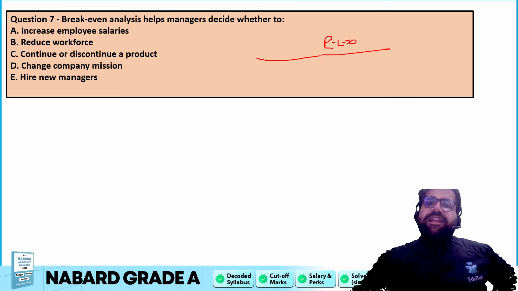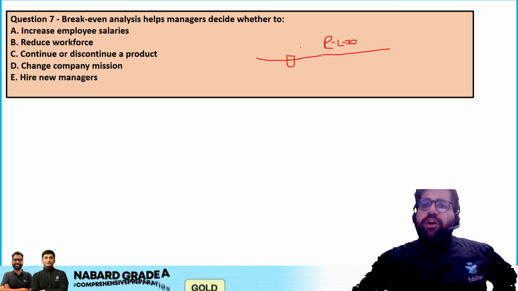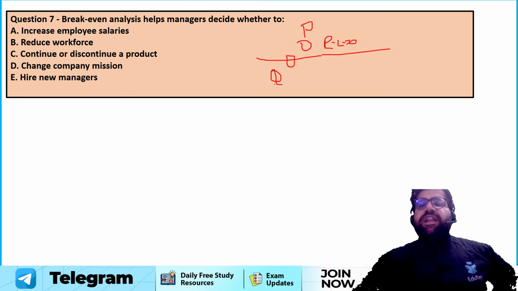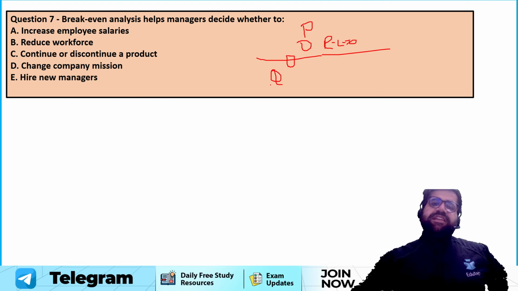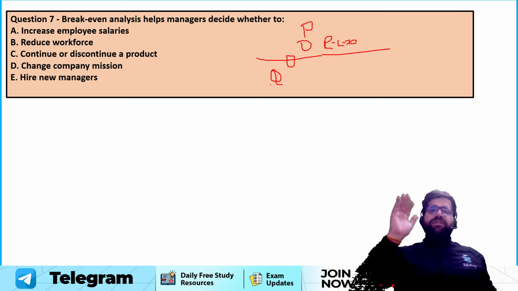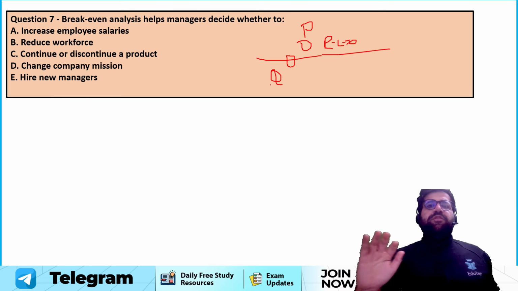It's like I have reached that particular case when my profit and losses are the same. Now, if I operate above this particular zone, then definitely I'm in profits. And if I operate below this particular zone, then I am in losses. This is what break even says. Break even is like an equilibrium point. If you go above equilibrium, then you will find profits. If you go below, then you will find losses.